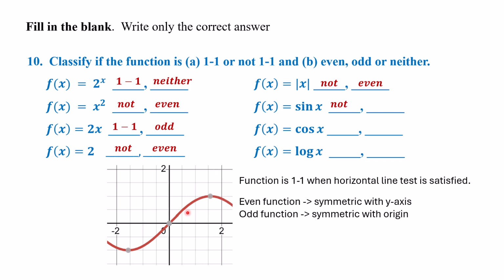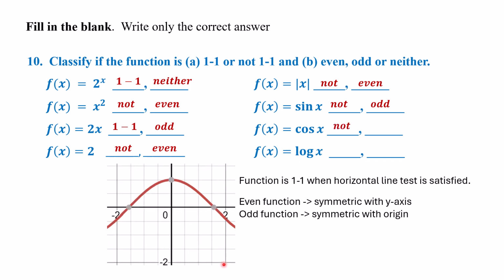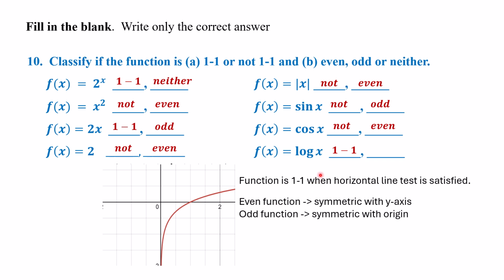Next is the sine function like this, and we can see here that this is not one to one, and the symmetry is in the origin, so this is an odd function. The next is the cosine function, which is like that, and this is not one to one again, but the symmetry is with respect to y, so this is an even function. And then for the log function with base 10, we can see here that the log function is one to one, and there is no symmetry here, so this is neither.